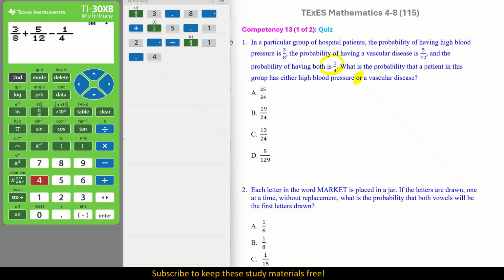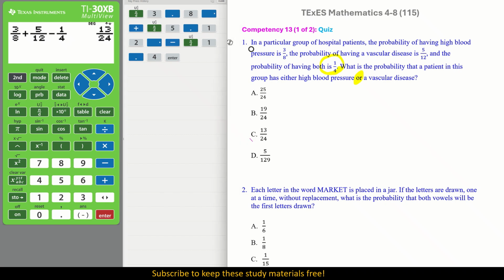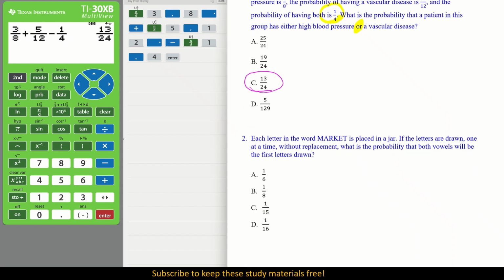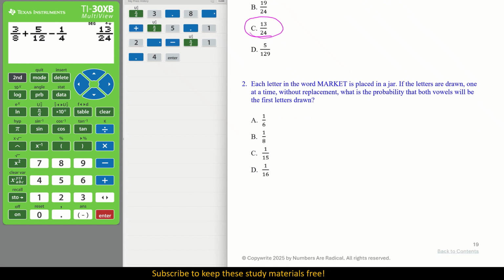Okay, if you're not familiar with what I'm doing, we discussed this in a prior video within Competency 13. Okay, let's keep going. Let's enter. Okay, there we go. 13/24 is option C.